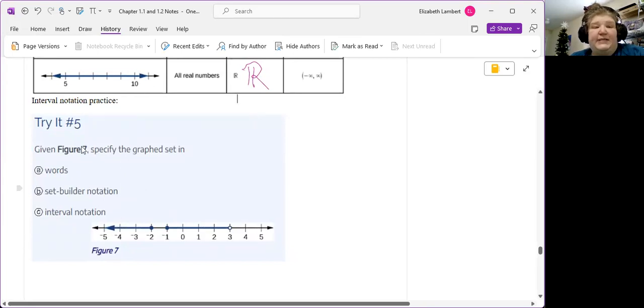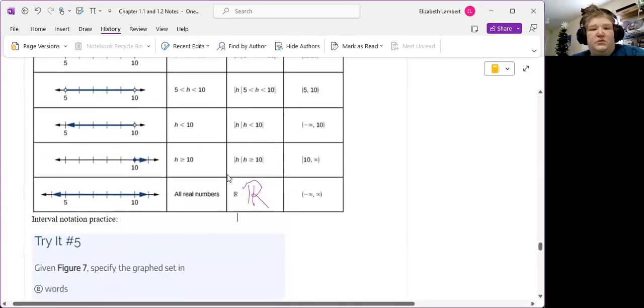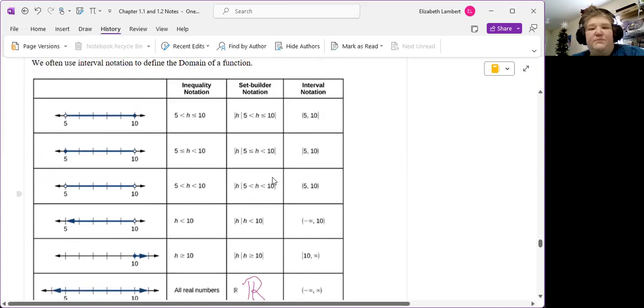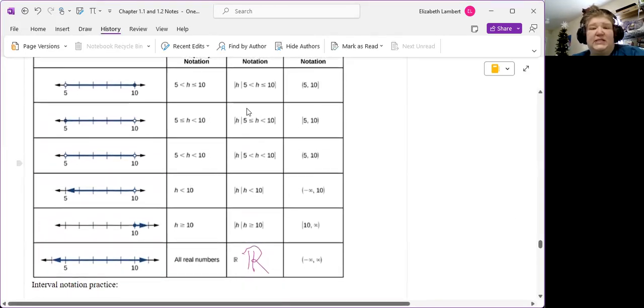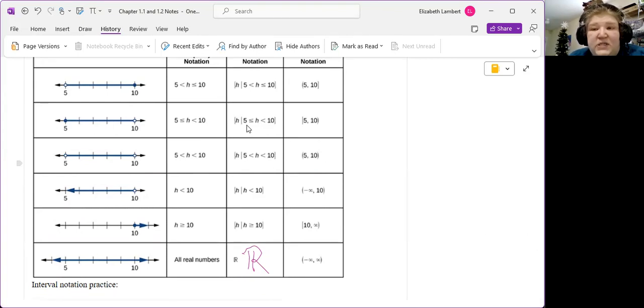All right, so to practice that, here in figure 7, specify the graph set in A. We're going to describe this in words. Then we're going to do set builder notation, which is this middle one here. And it's going to look really similar to the inequality, except you put these curly braces. Curly braces on the computer are to the right of the P. The normal button gives us brackets, and then the thing above that is what's called a curly brace, or just brace.